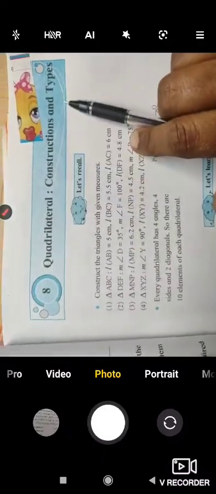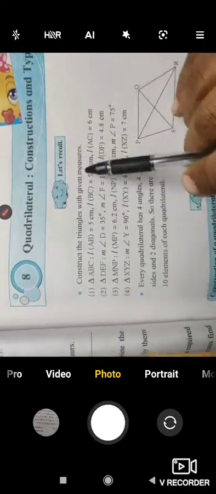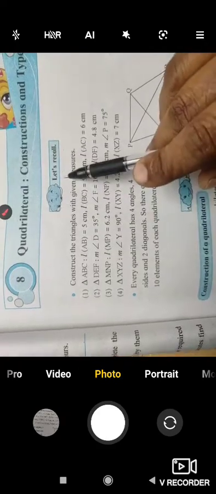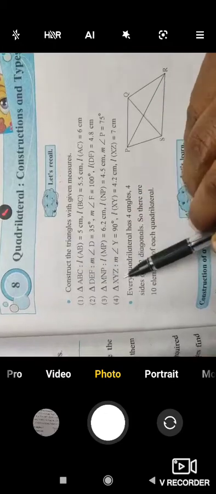Hello children. Today we will start the next lesson, that is quadrilateral construction and types. Before starting the quadrilaterals lesson, first of all we will see the let's recall activity which was there for you in standard 7. So here are some constructions given.